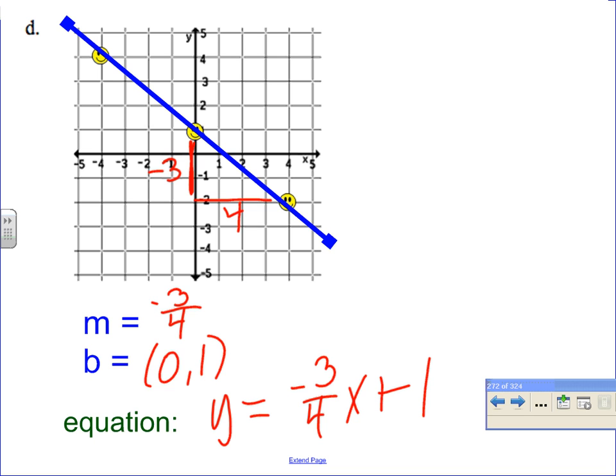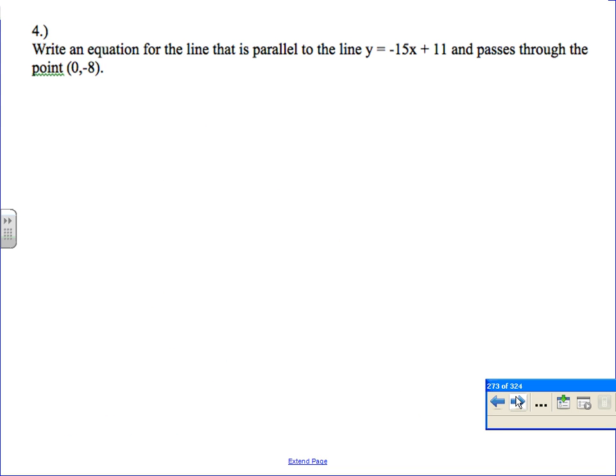These you should already know. Miss Wingrove did some of these with you as well. Number 4. These are technically different examples, but I really don't consider them any more difficult. We need to write an equation for the line that is parallel to the line y equals negative 15x plus 11 and passes through the point (0, -8). Think about that for about 30 seconds or so. You already should know how to do that.